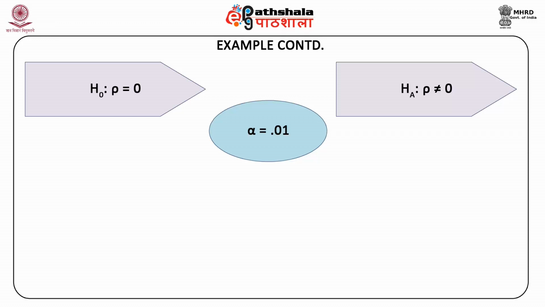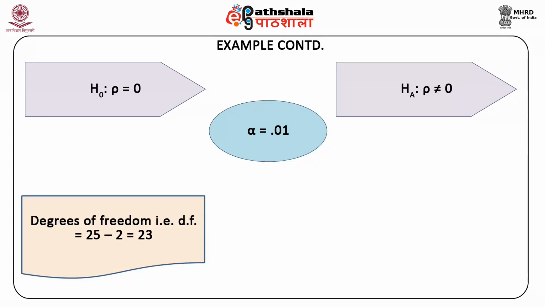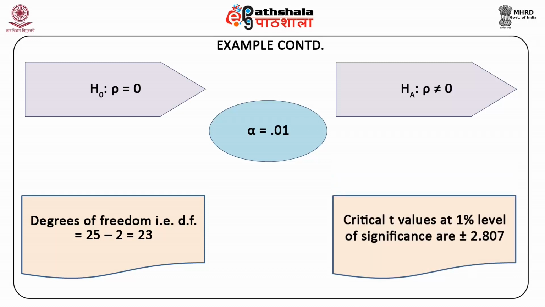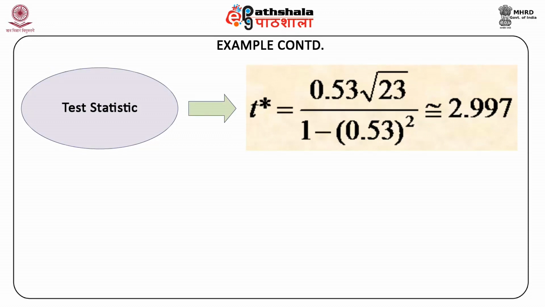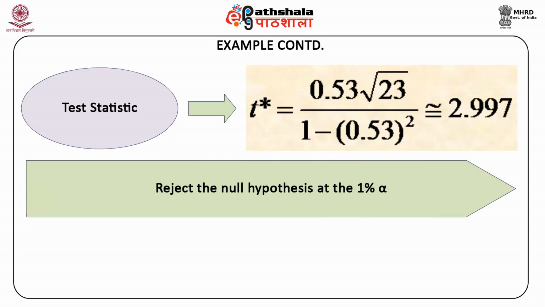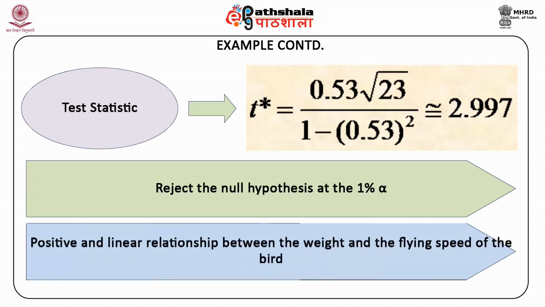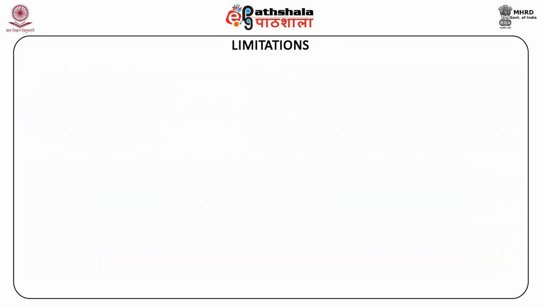Then we calculate the degrees of freedom, that is, df is equal to 25 minus 2, which is equal to 23. The critical t values at 1% level of significance are plus minus 2.807. Then we calculate the test statistic: t star is approximately equal to 2.997. We reject the null hypothesis at the 1% confidence level. Hence, it confirms that there is a positive and linear relationship between the weight and the flying speed of the birds. Let us now look at the limitations of the correlation coefficient.